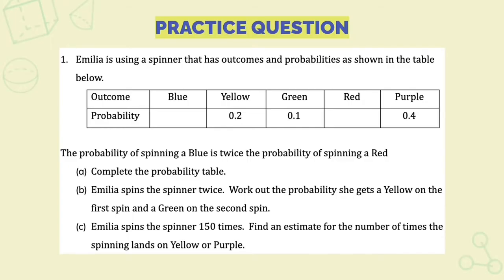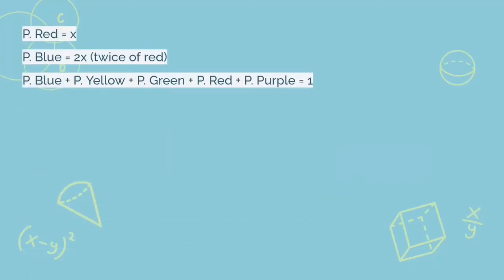Amelia is using a spinner that has outcomes and probabilities as shown in the table below. The outcomes are blue, yellow, green, red, and purple. In question A, we were asked to complete the table. Here we are given the information that the probability of spinning a blue is twice the probability of spinning a red. Let's say the probability of spinning a red is x, which makes the probability of spinning a blue 2x.